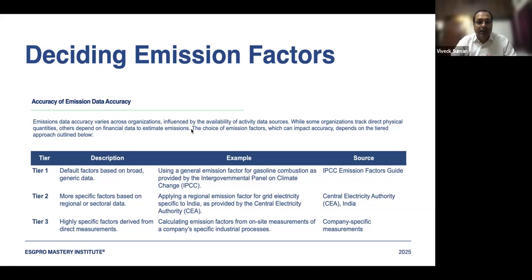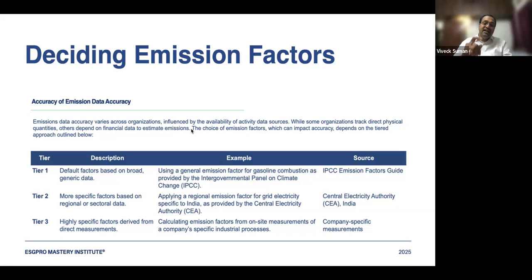For example, if you are using tier 1 data, which is basically default factor based on broad or generic data, for a company like IPCC has developed it. So they have developed all across world data they have collected and created a system, which is the IPCC emission factor guide. That's the emission factor data. If you are using that, it is called tier 1. It's the farthest from accuracy. Yes, of course, you have no other source, so you are using IPCC.